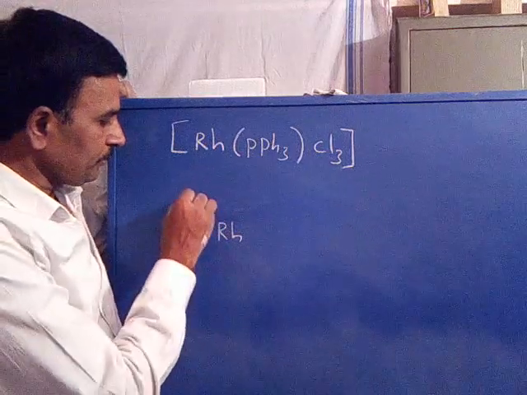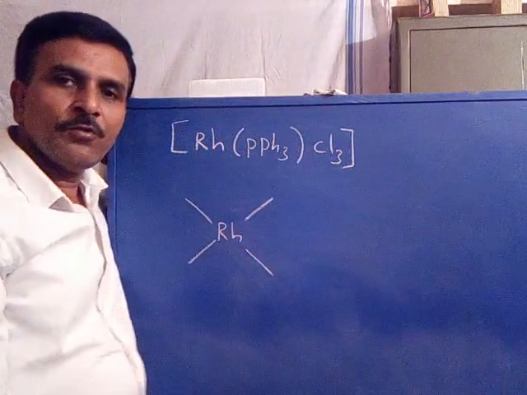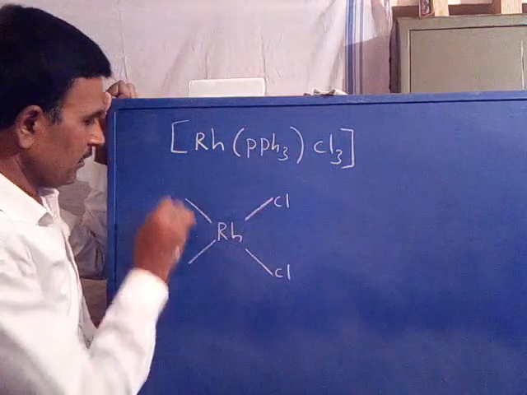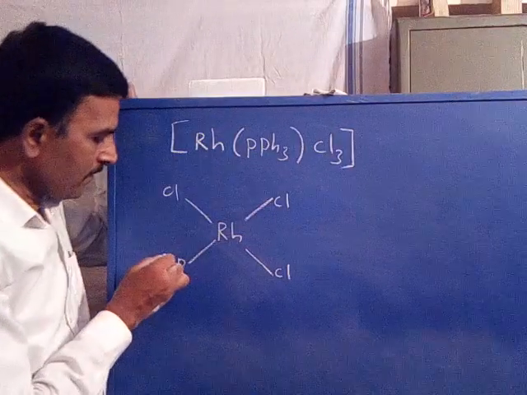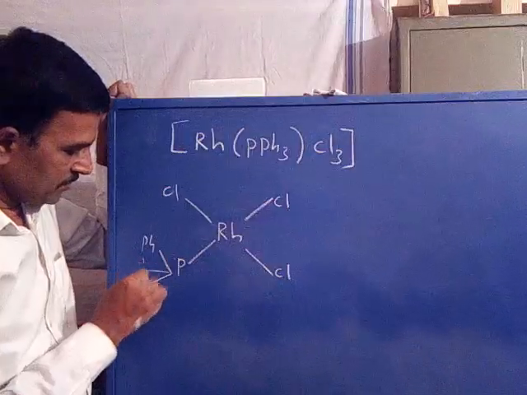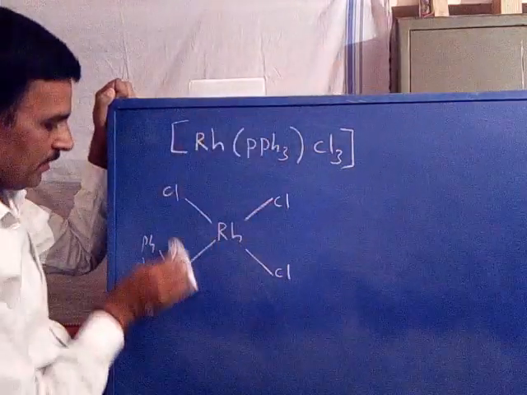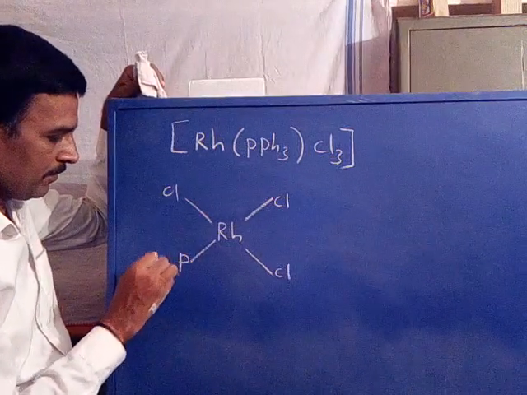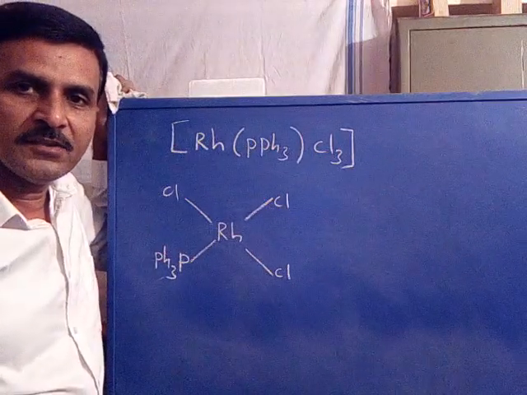Rhodium attached with 4 ligands. Chlorine here, phosphorus here, PPh3, or we can write in an abbreviated form, PPh3, the triphenyl phosphine ligand. Is it clear?